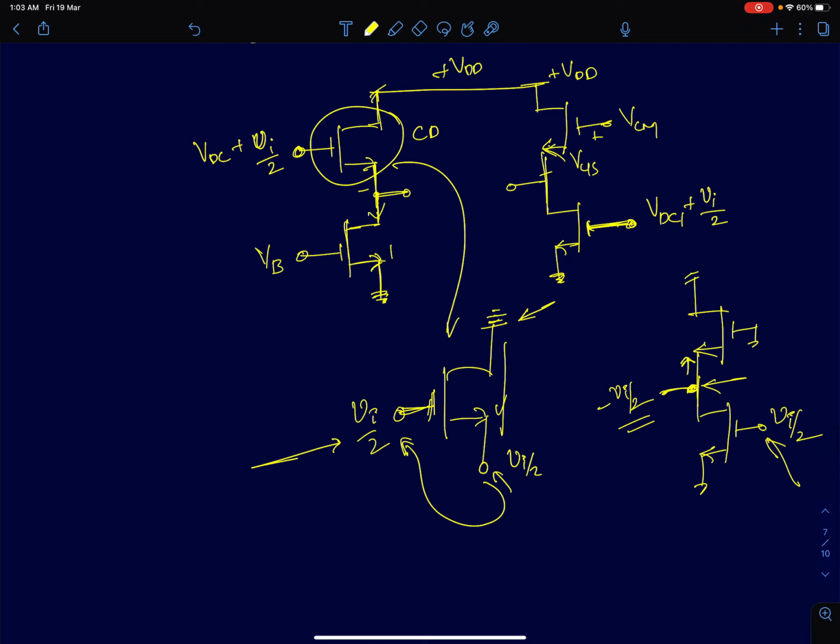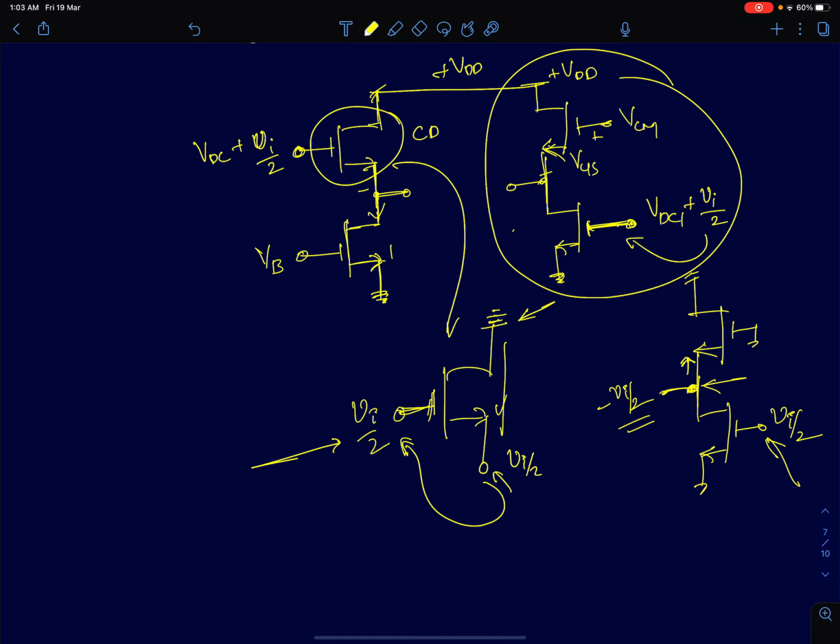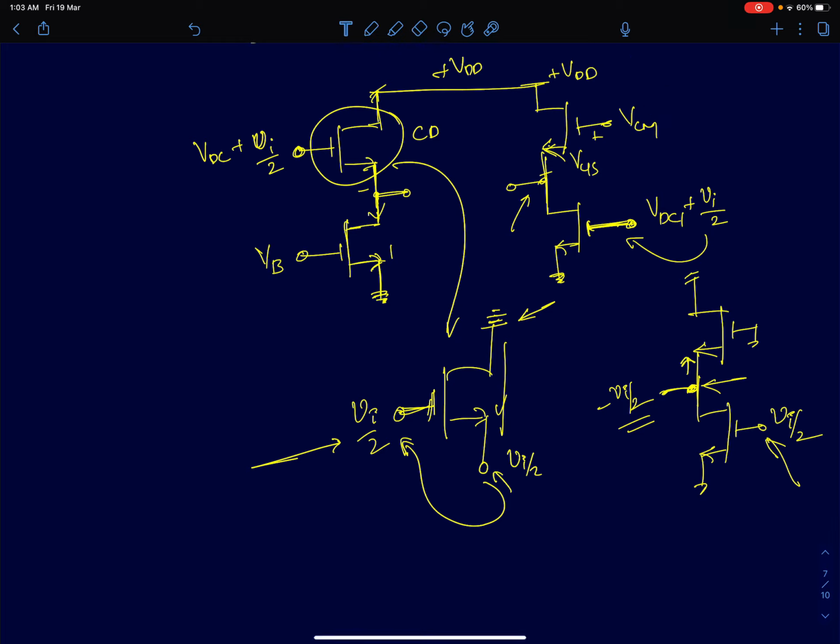The other circuit, on the other hand: I am feeding an input to the gate of a lower transistor, and the output is at the drain of the lower transistor, and the upper transistor gate voltage is fixed to the same DC voltage as I have applied to the transistor here. So I'll call it VDC.